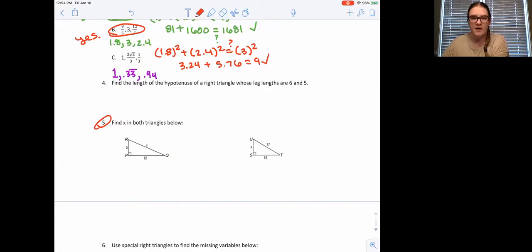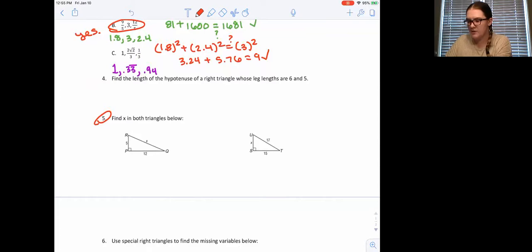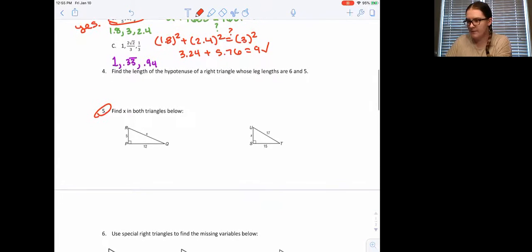So number 5 says find x in both triangles below. Well, we have a right triangle, we have the 2 legs, we're missing the hypotenuse, so we need to find the hypotenuse, meaning we need to use the Pythagorean theorem. So we need to use a squared plus b squared equals c squared, where a and b are our two legs. So we know our leg lengths are 12 and 5. So we're going to input 5 squared plus 12 squared. And we're missing the hypotenuse, so in this case, it's an x. So we could call this x squared if we wanted.